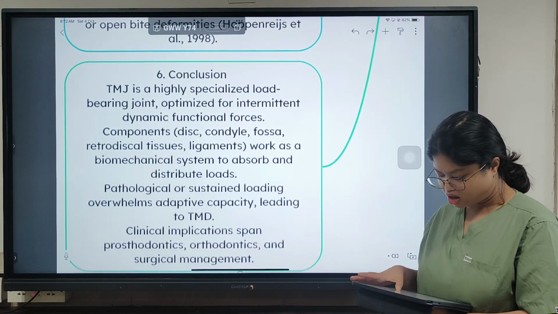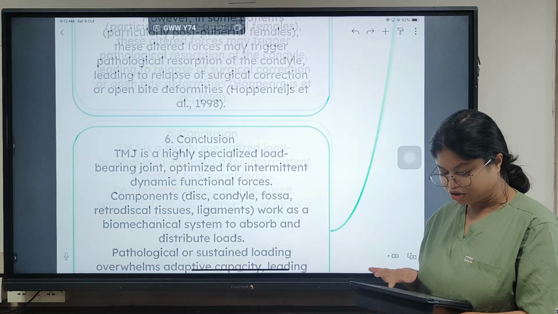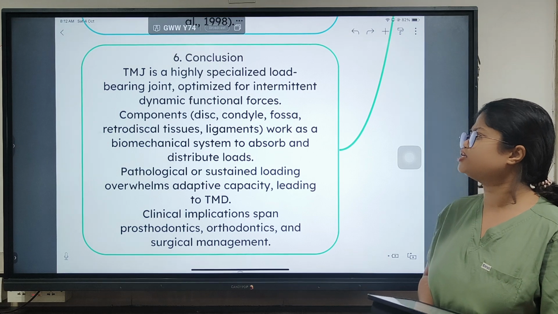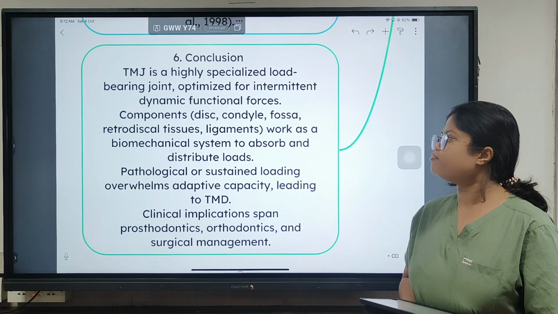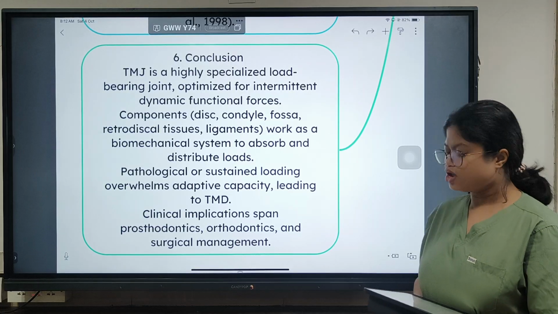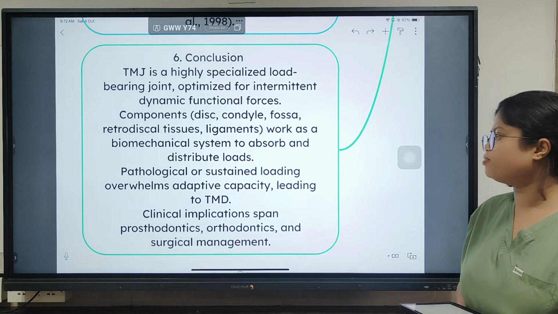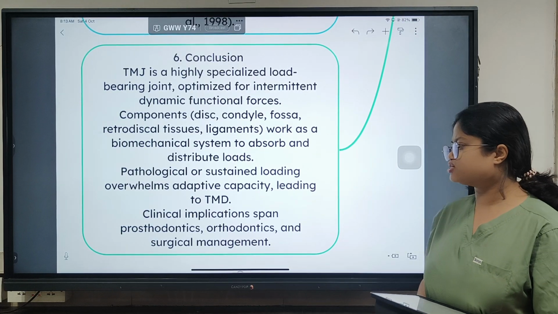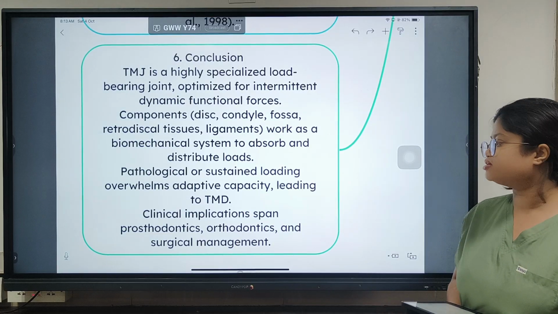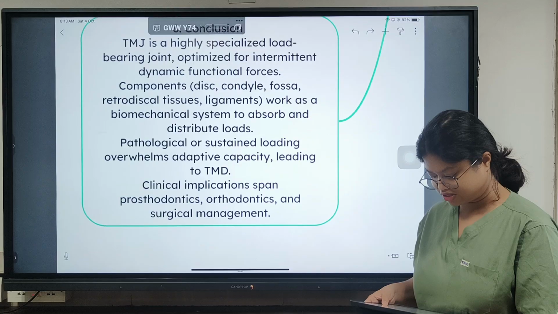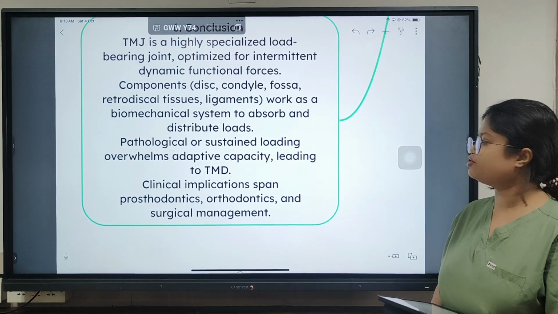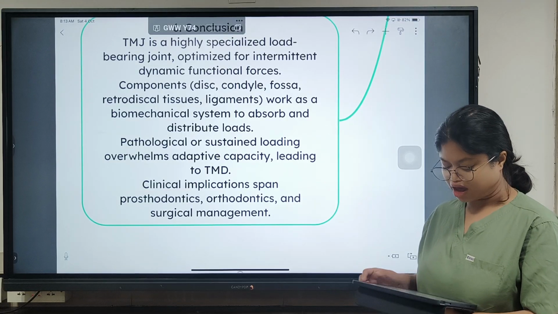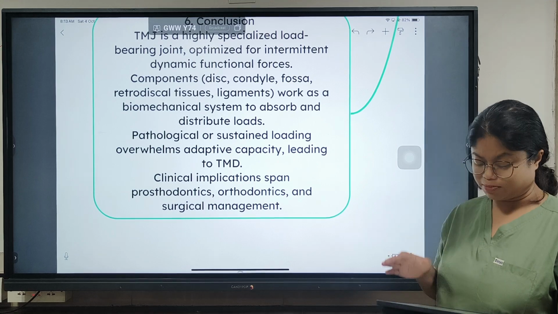Now coming to the last part, the conclusion. The TMJ is a highly specialized load-bearing joint optimized for intermittent functional forces. Components, that is the disc, condyle, fossa, tissues and the ligaments, work as a biomechanical system to absorb and distribute the loads evenly. Pathological or sustained loading overruns the adaptive capacity, leading to various TMD manifestations. Clinical implications correlating with the surgical backgrounds in prosthodontics, orthodontics and oral surgery can further enhance the management and provide personalized therapy.